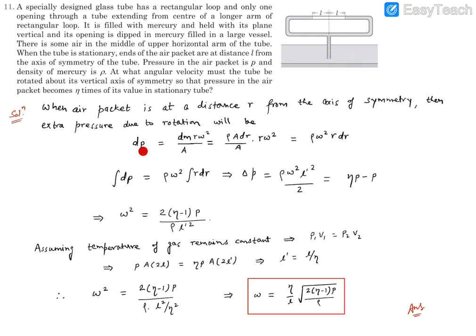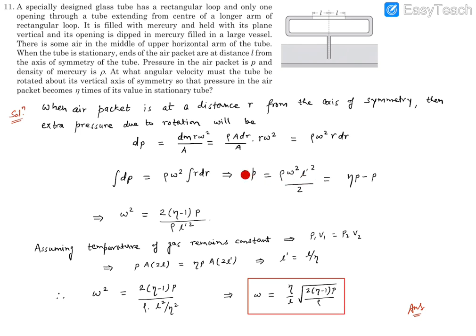This is the extra pressure coming in, and that pressure is due to rotation, and that pressure will increase the pressure up to eta times the original value. So we will be integrating this equation on both sides. When you integrate, this omega square into density can be taken outside. It will be integration of dp equals rho omega square times integration of r dr. Now this will give us the change in the pressure, equal to r square by 2. Let the final length be L prime. So it will be rho omega square L prime square by 2. This is the expression of pressure change when the distance changes up to L prime.